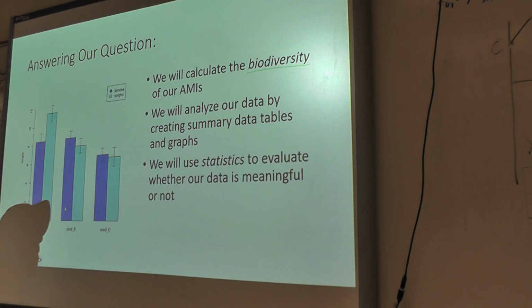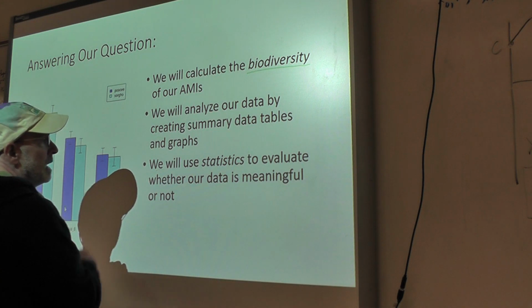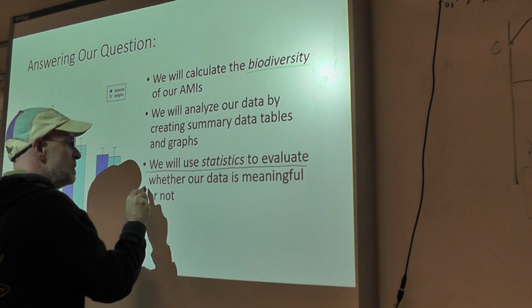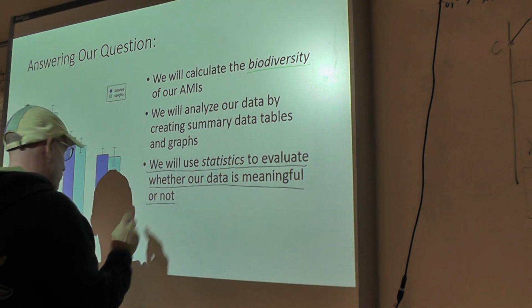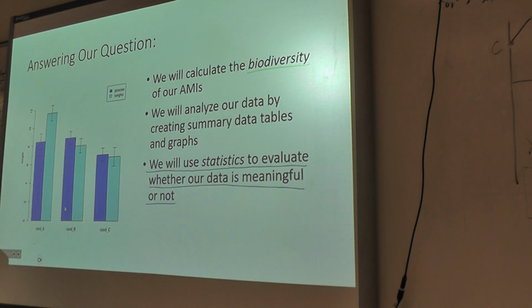And then we're gonna add one more thing, and I want you to write this down, and that is that we're gonna use statistics to evaluate whether our data is meaningful or not. With the plant study, we didn't do this. So this is gonna be an added piece. And what statistics do is they tell us how likely it is that the patterns that we're seeing are real, and we would continue to see them if we were out in nature, or if it's probably just a coincidence, if it's probably just something random.